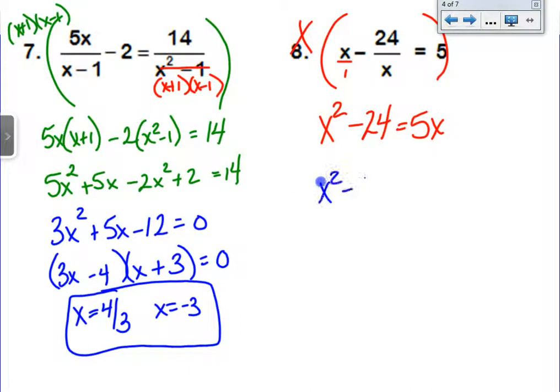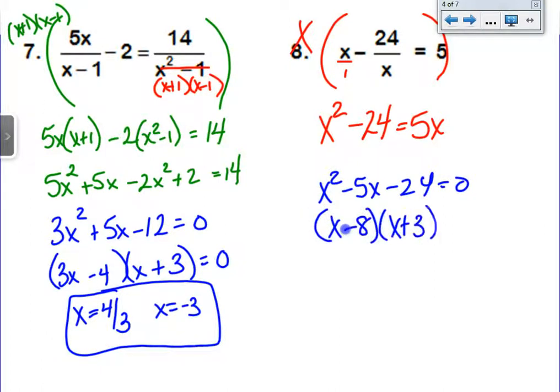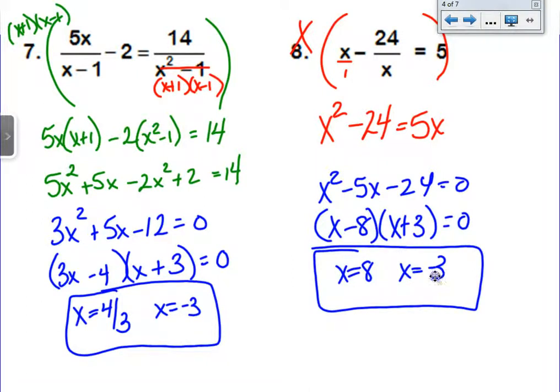So if I bring the 5x over, and then of course factor and solve. How about -8 and +3? And when I solve, I get x equals 8 and x equals -3. And if I look back at my problem, the only thing that would have given me trouble was a 0, which obviously that is not. This is a -3, by the way. It's kind of hard to tell.